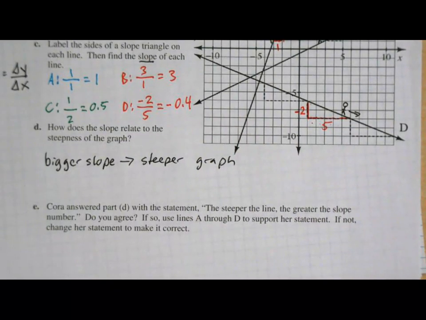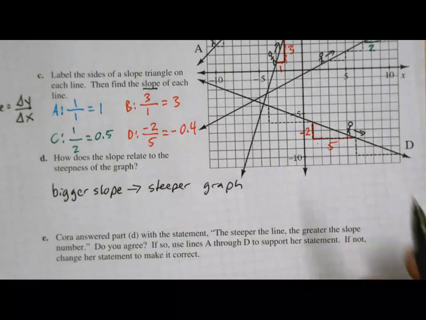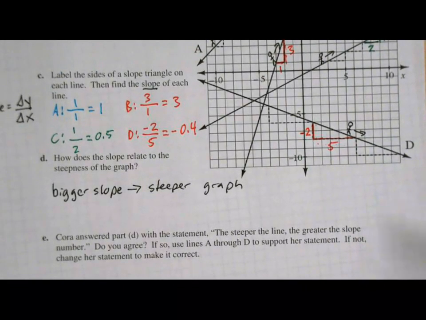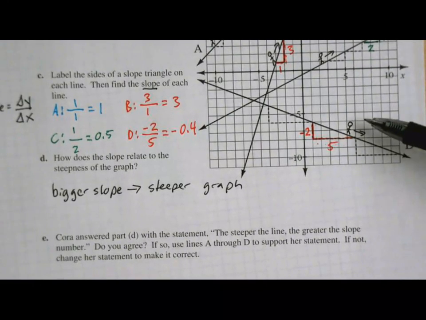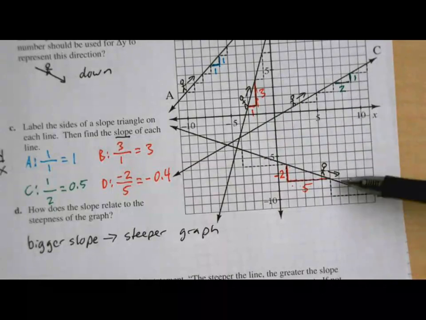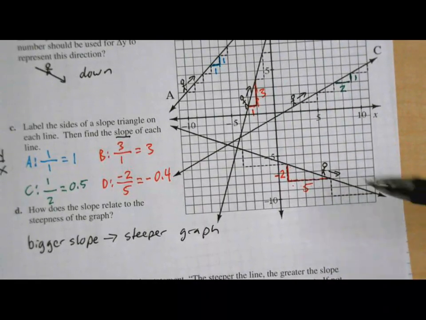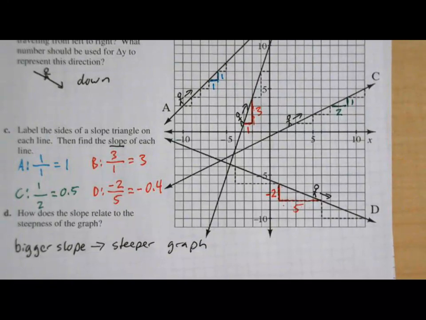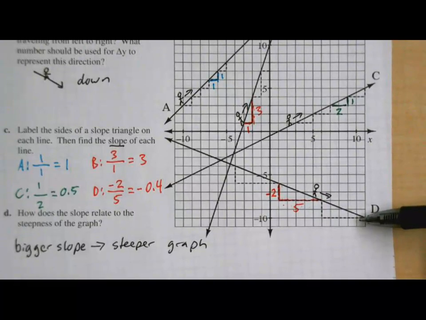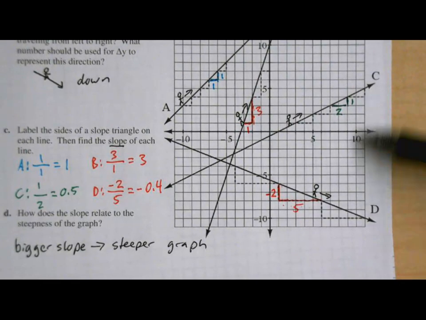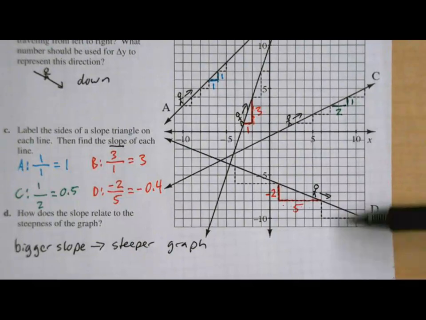Let's go back and see. And what I want you guys to focus on right now are lines C and D. Now, these two lines are different because one's going uphill and one's going downhill. But I want you to answer the question, which one is steeper, line C or line D? It's kind of hard to tell to me when I look at it. They both look like they're about the same steepness.